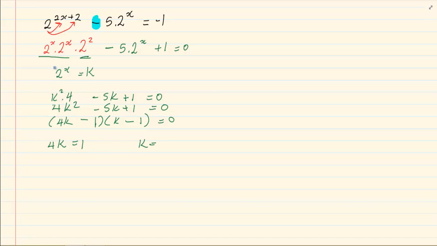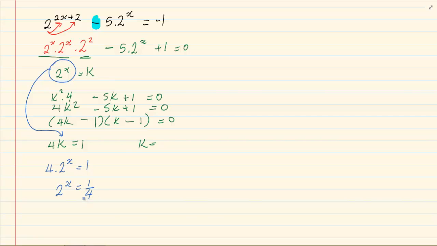You have to go back. You have to put 2 to the power x in place of k, because the question says solve for x, not solve for k. So we have 4 times 2 to the power of x is equal to 1. 2 to the power of x is going to equal 1 over 4.